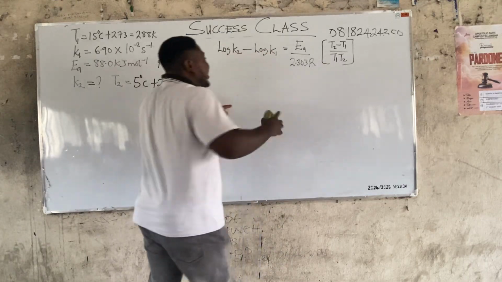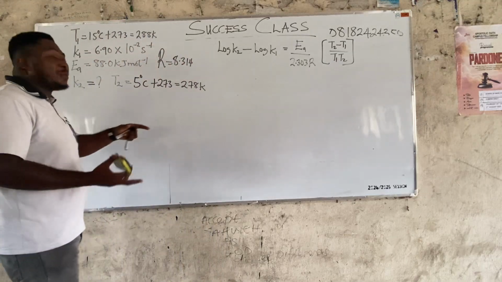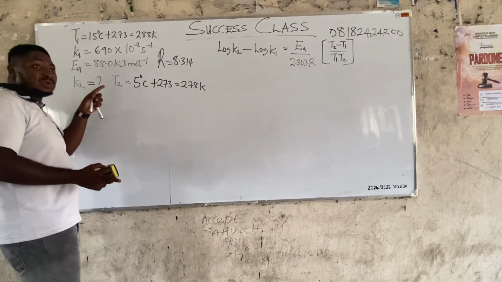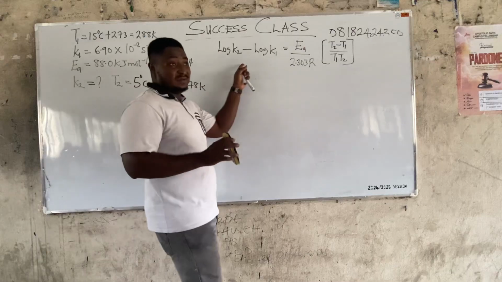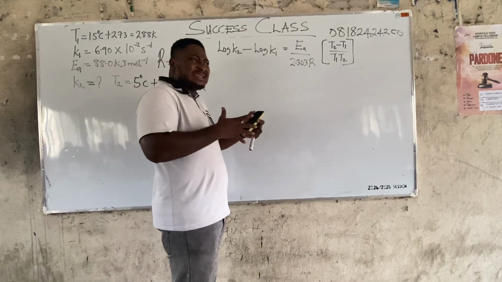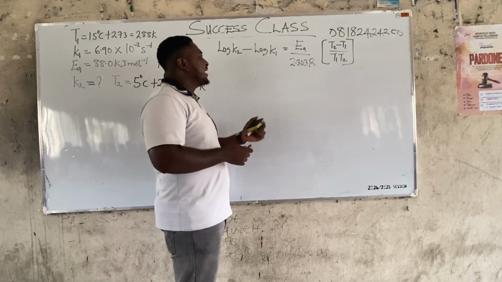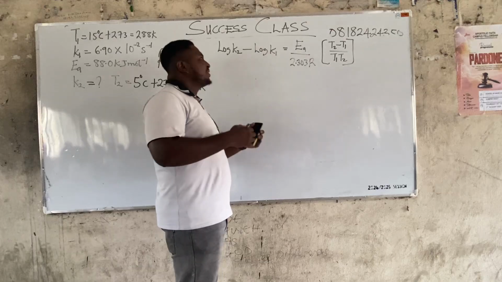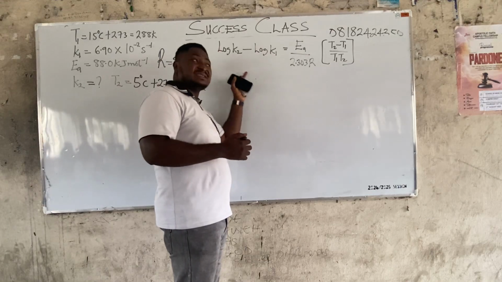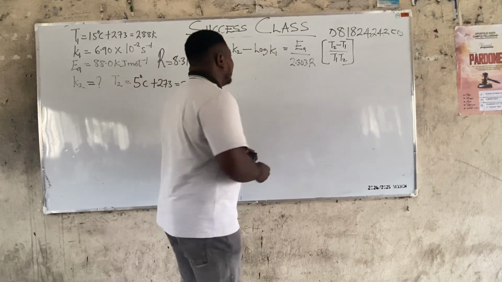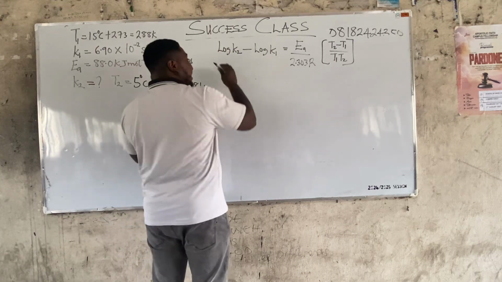Why do we have to detach K1 and K2? Because they cannot be together. Why? K2 is unknown, K1 is known. We need to make K2 the subject of the formula, otherwise, detach it. Someone has given you the Arrhenius equation. If you don't know how to bring it out like this, you will not be able to use it. So log K2 over K1 is log K2 minus log K1.